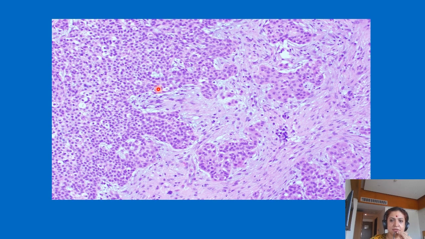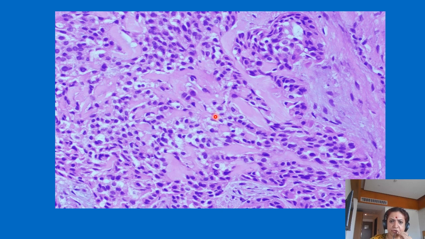So this is the image from the slide. At this power, you can see that it is a cellular neoplasm which is infiltrating, and you have nests of these cells. The cells have eosinophilic cytoplasm and a fairly monomorphic nucleus, I would say, and a little bit of clear ring of the cytoplasm here and there.